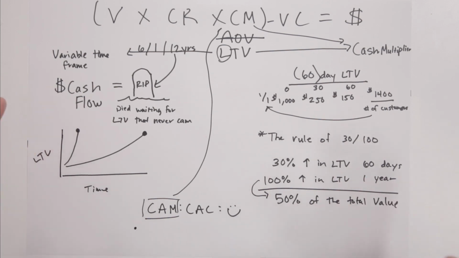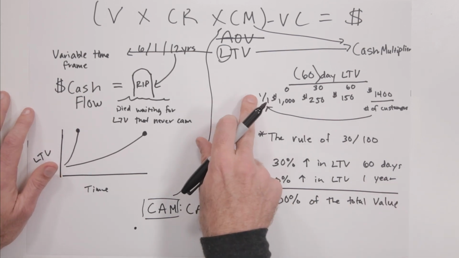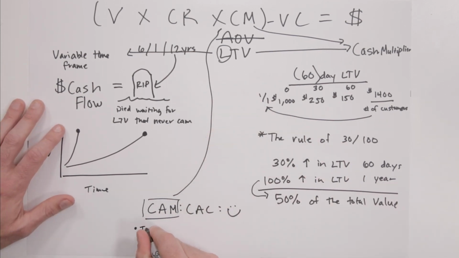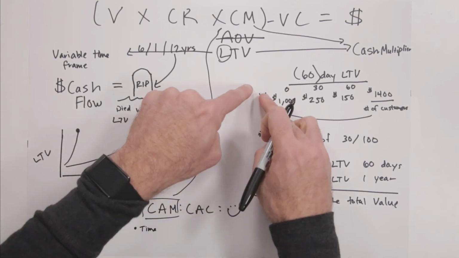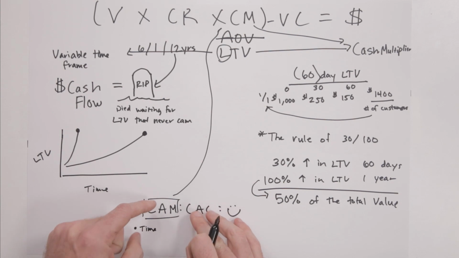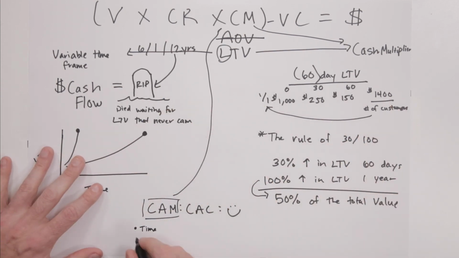There's lots of ways to sort and divide customers. The example I gave up here was by time. You can look at everybody who came in January, and you can look at the cost to acquire January customers against their value to you over 60 days. That's one way. Other cohorts include SKU.